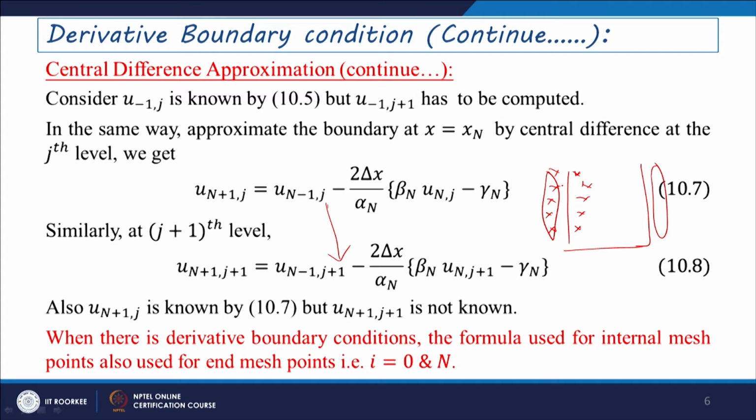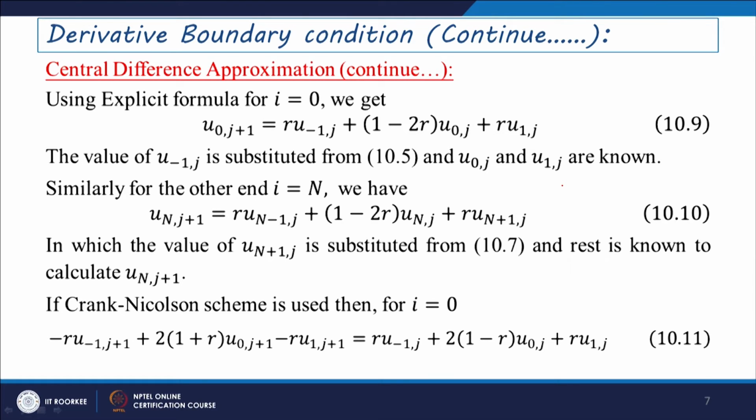When there is a derivative boundary condition, that formula can be used for internal mesh points, and also for end points, that is i equals 0 to n. So, sometimes if you just use the central difference approximation for these explicit formulas, for i equals 0, we can write this formula as u_0^(j+1) = r u_(-1)^j + (1 - 2r) u_0^j + r u_1^j.